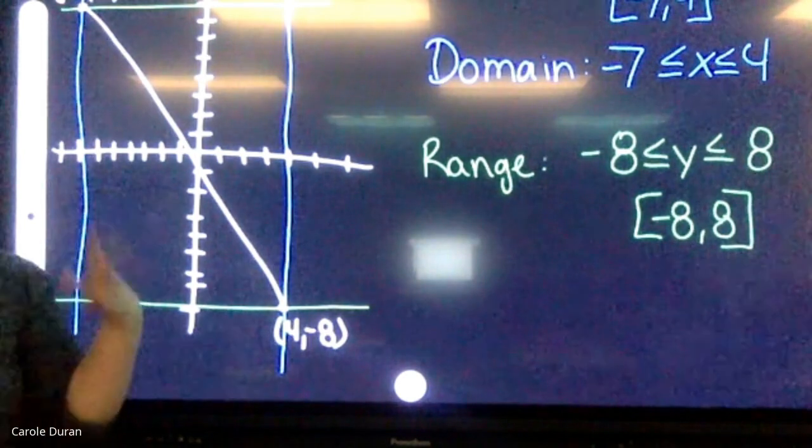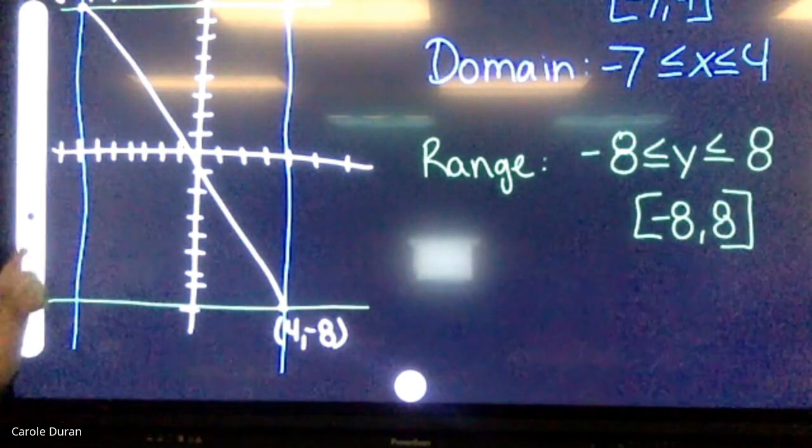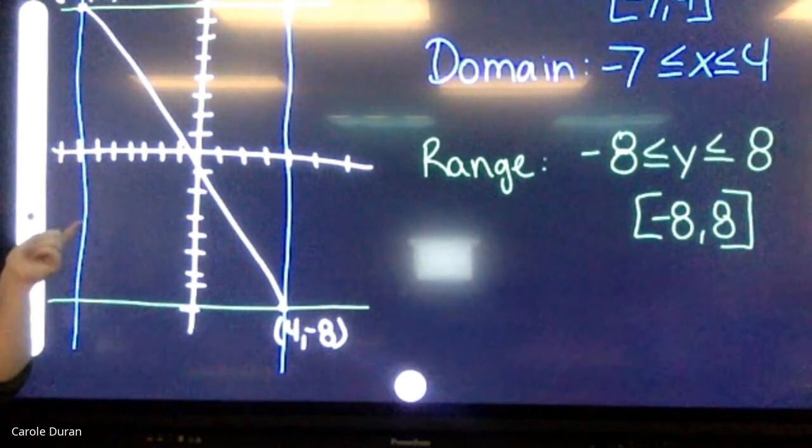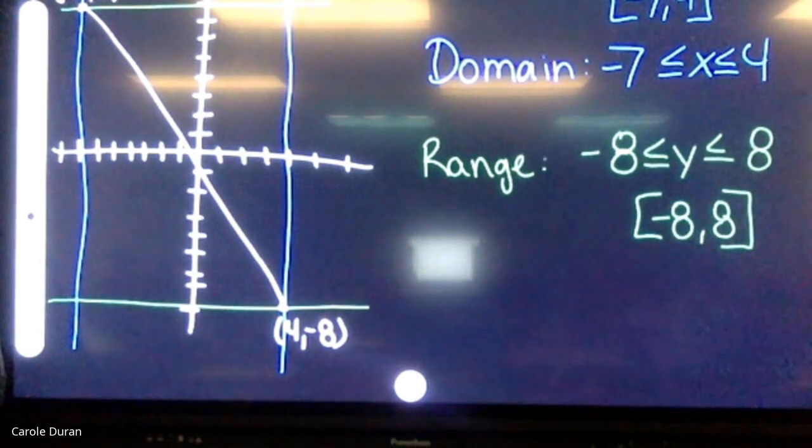Questions, concerns, or issues on identifying domain and range from either a set of numbers or from a graph like this? Camden. So what happens if there's two different x's that go to the same y? Would that not be okay? Yeah, that's okay. So it would still be like whatever -8? Yeah, because it's just a parabola then.